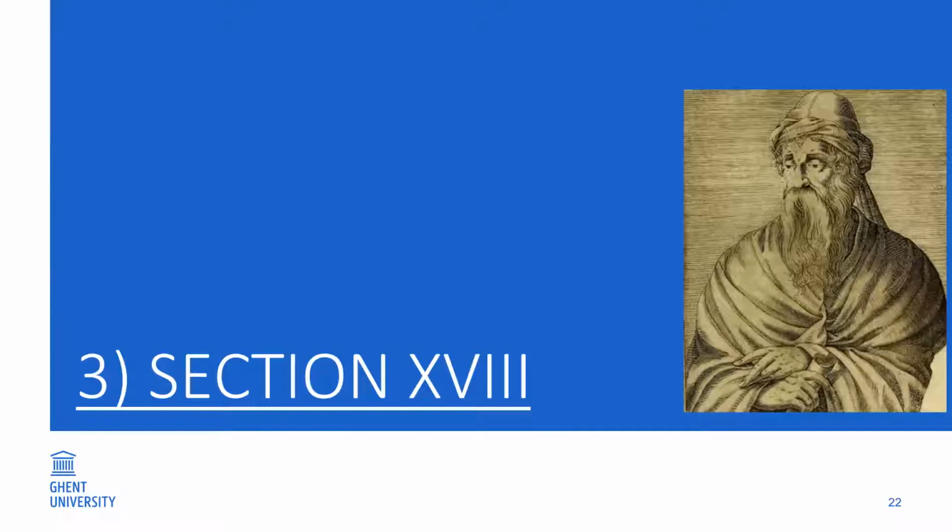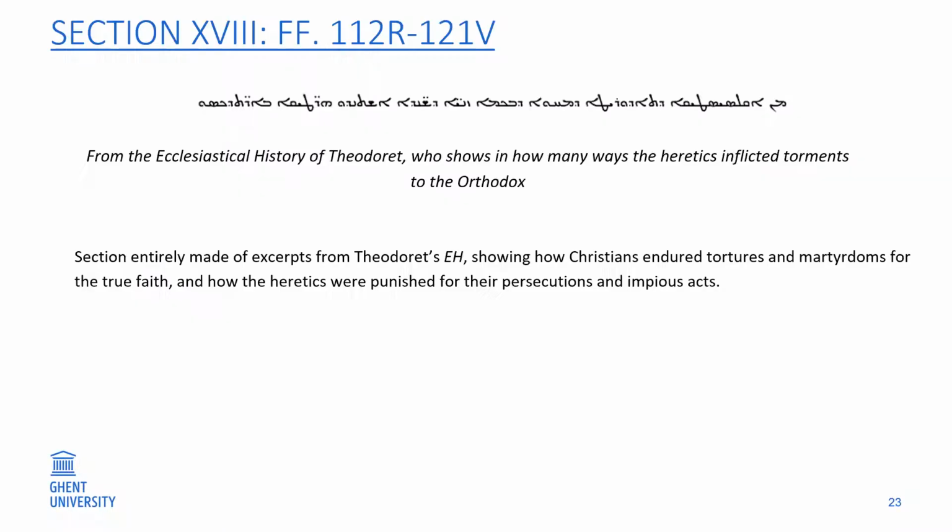Quickly go to the third section that is entirely made of excerpts from Theodoret, and the title says, "Theodoret, who shows in how many ways the heretics inflicted torments on the Orthodox." So this section shows in detail a lot of examples from Theodoret that show that the impious people or the non-believers tormented and tortured the true believers, but they endured everything, and at the end, the impious ones were punished.